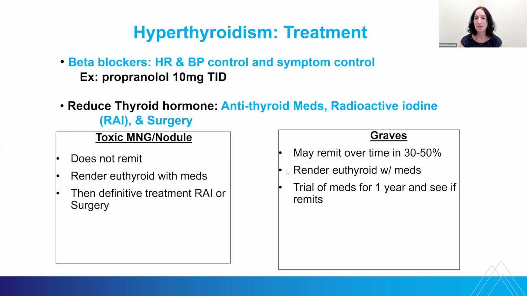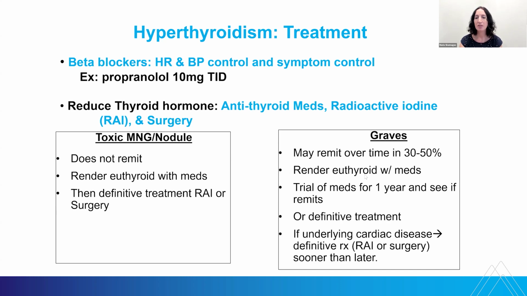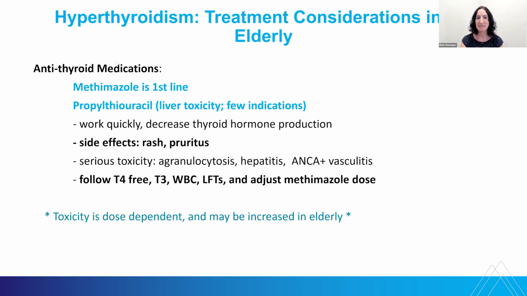And for sake of time, I'm just going to say that Graves' disease may remit over time. So if you follow their TSH receptor antibodies and they decline to the normal range, after about a year and a half, the person may be able to come off their anti-thyroid medication completely. If somebody has cardiac disease, we might want to think more strongly about using a more definitive therapy than anti-thyroid meds. That includes radioactive iodine and surgery. So just briefly, methimazole is first line as an anti-thyroid medication. There's risk of liver toxicity with propylthiouracil.